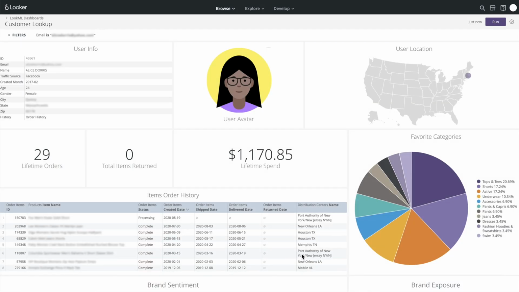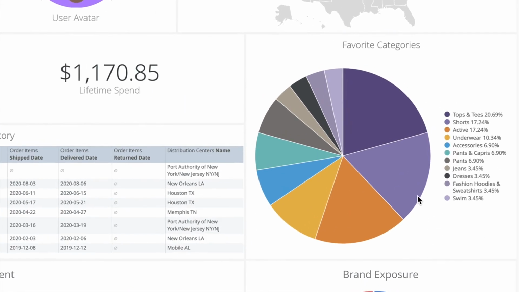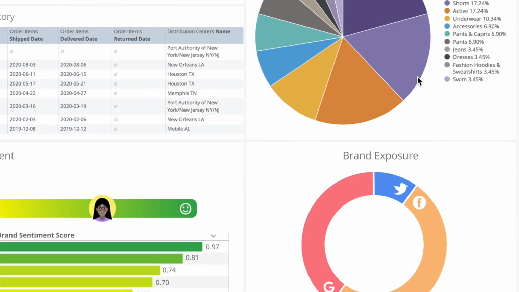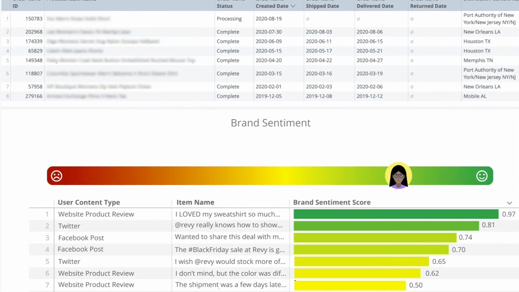The customer dashboard for Alice is an SAP Active repository. The dashboard has data on Alice's loyalty, transaction history, and even social media and ad exposure. Eileen can see Alice's favorite categories, which individual items she has previously ordered, and the different channels she interacts with. Eileen notices that Alice orders tops and tees, shorts and activewear. Most of her brand exposure happens on Facebook and Google. Eileen can see that Alice's sentiment towards their brand is positive.